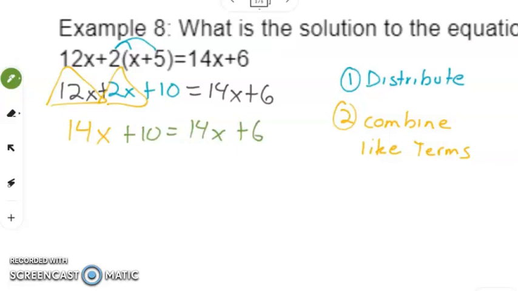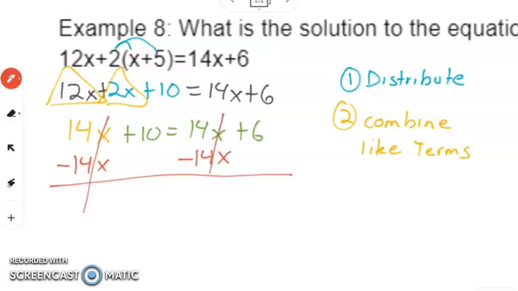Now I have variables on both sides, so I want to go ahead and subtract the 14x from this side of the equation to the other side of the equation. And when I do that, 14x minus 14x is 0, and on the other side, 14x minus 14x is 0. So my variable is going to cancel out, and I'm going to be left with 10 is equal to 6. Now obviously 10 does not equal 6, so this is an example of no solution.